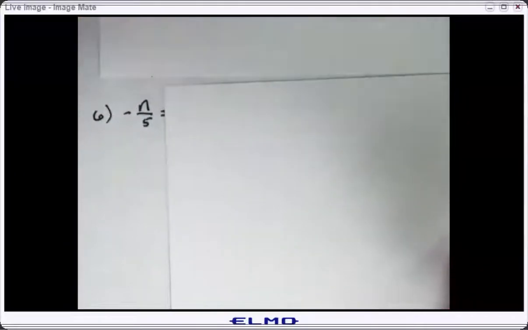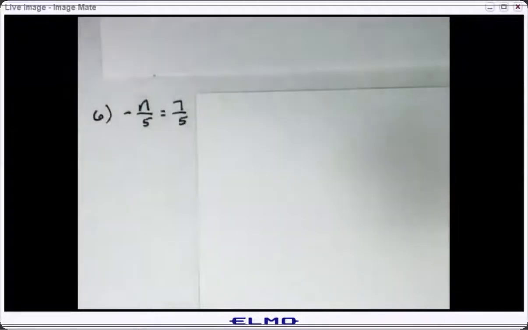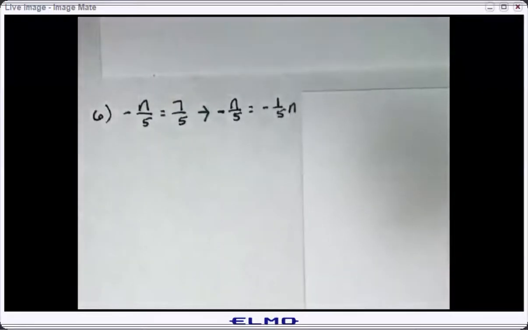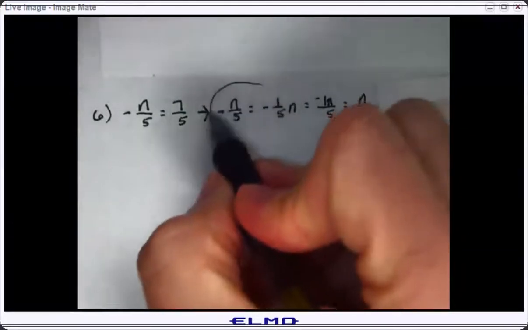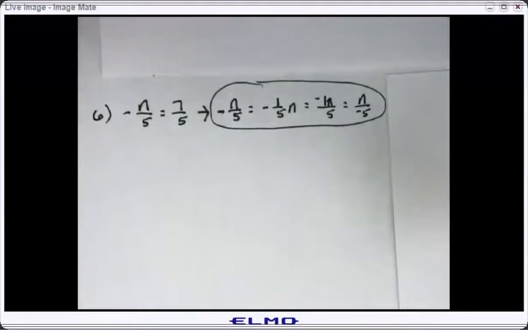So move on to number 6. On number 6, we have negative n/5 equals 7/5. Now, there's a lot of ways to think about this negative n/5. Negative n/5 could be -1/5 n. It could be -1 n/5. It could be n/-5. All of these are different ways to write this. So you can think about it any way you want.